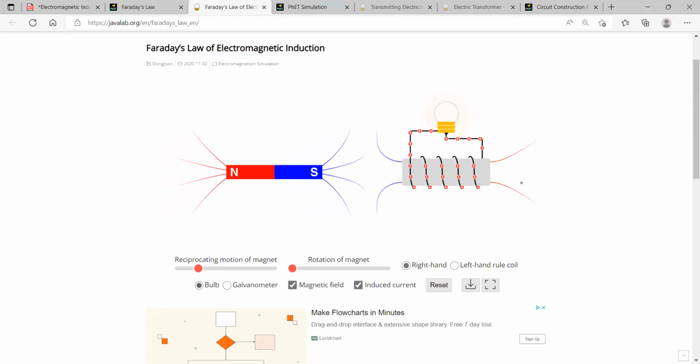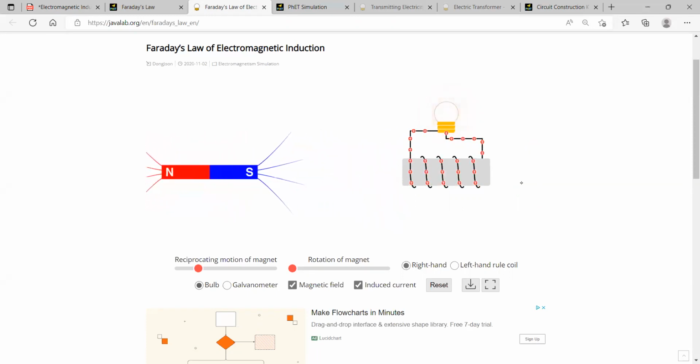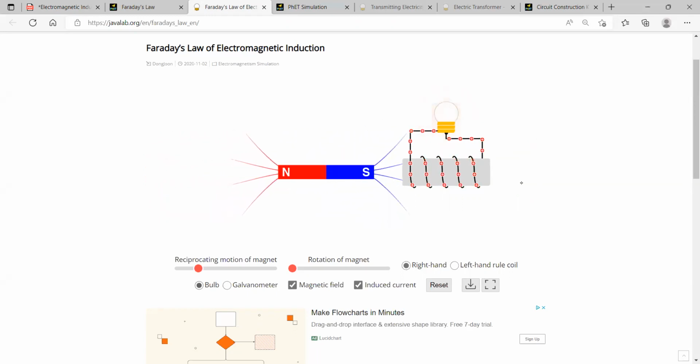So it means that there is a south pole on the left hand side. Okay, and you know that south and south repel each other. Okay, and when it is moving away from the circuit, there will be a red line. So you see that. Okay, and the red line also tries to oppose the motion of the magnet. Okay, so that's basically Lenz's law.